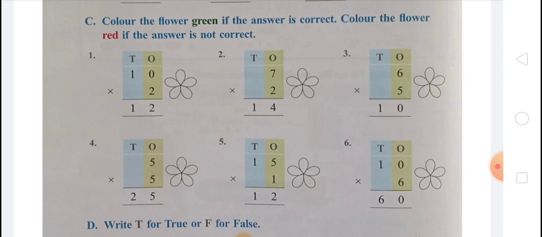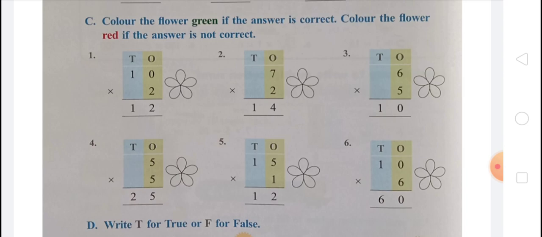In the second, the multiplication is 7 multiply 2 equal 14. We know that 2 sevens are 14. 2 ones are 2, 2 twos are 4, 2 threes are 6, 2 fours are 8, 2 fives are 10, 2 sixes are 12, 2 sevens are 14. And 2 sevens are 14.